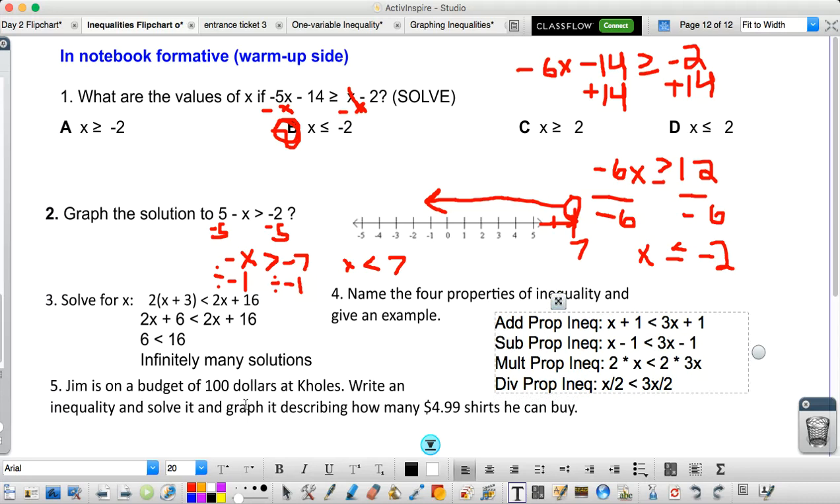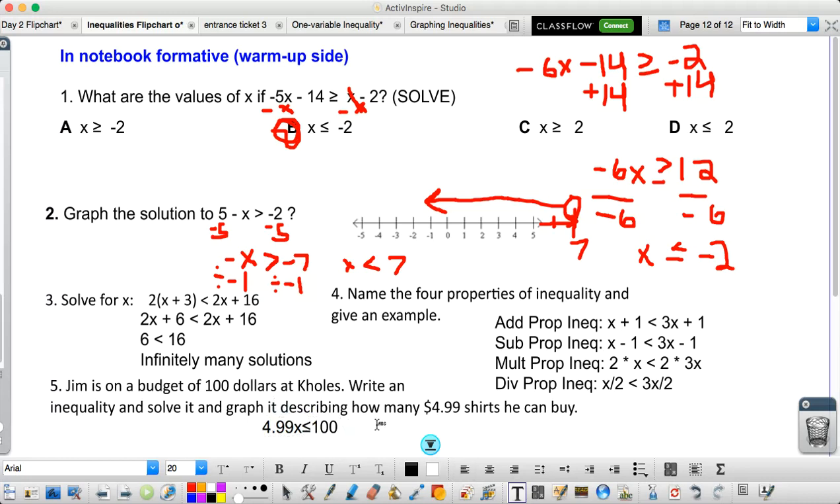Here, Jim is on a budget of $100. So that means he can spend $100, but he can't go above it. So he can do this, right? He can say less than or equal to 100. And then there's an x, and the coefficient of the x must be the cost of each shirt, $4.99. Okay, because then you would go ahead and divide that.